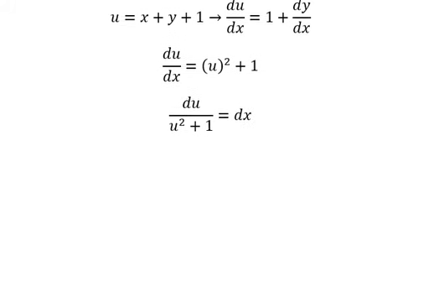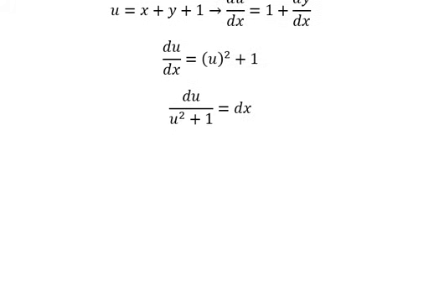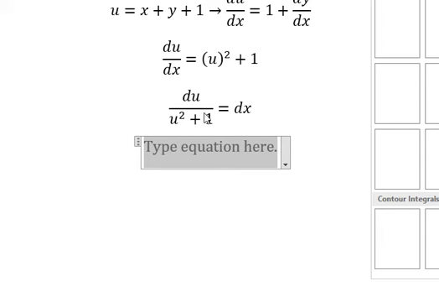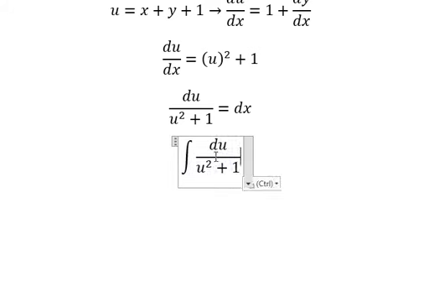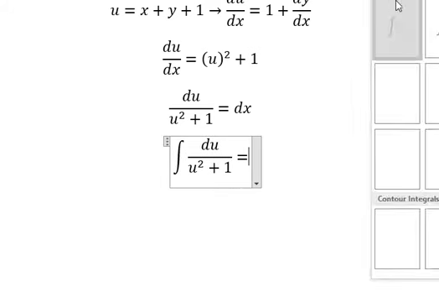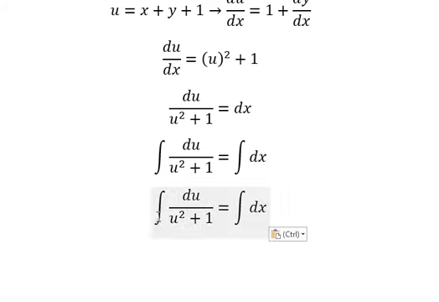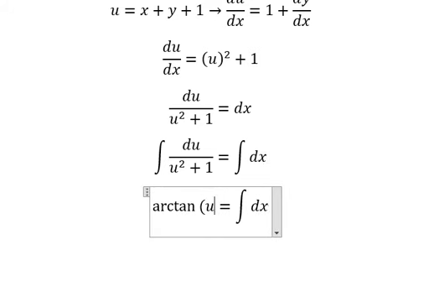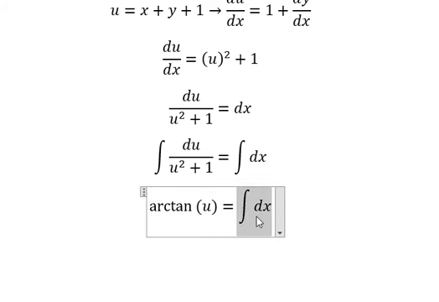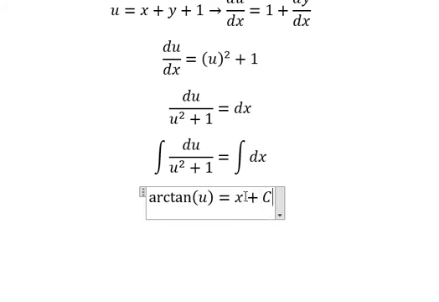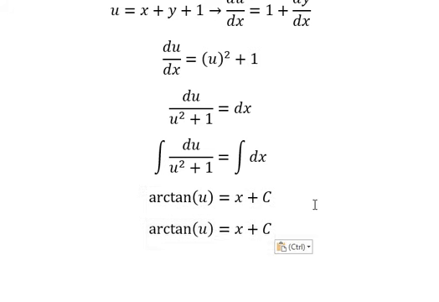Next, we put the integration for both sides. The integration of this one, we have tan of u. This one, we have x and we put c. About u, that's this one in here.